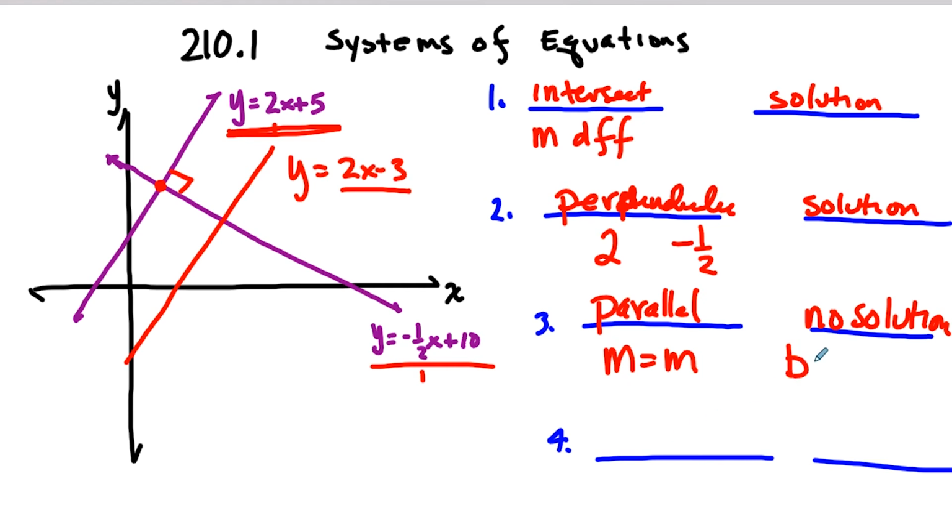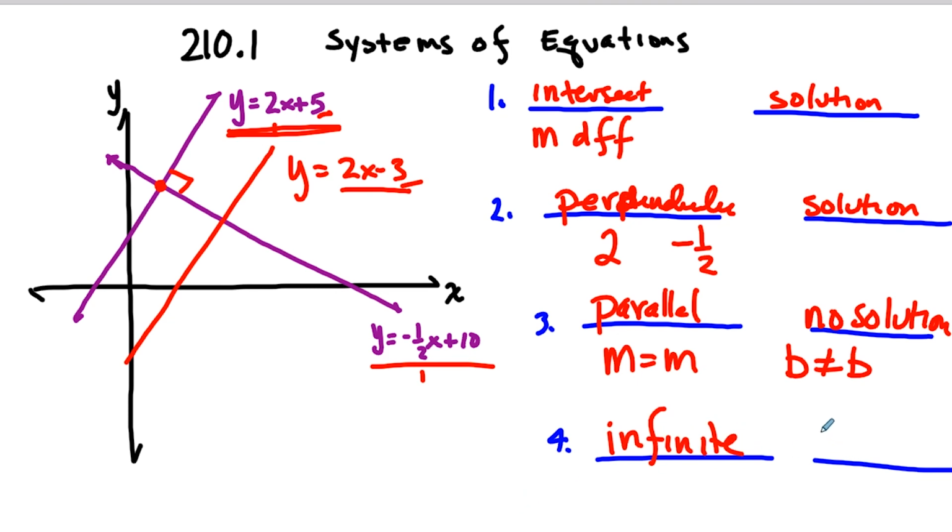But their y-intercepts are not equal. Here we have a y-intercept of 5. Here we have a y-intercept of negative 3. They don't cross in the xy plane. There is no solution.